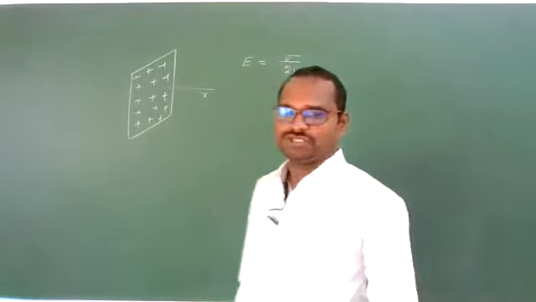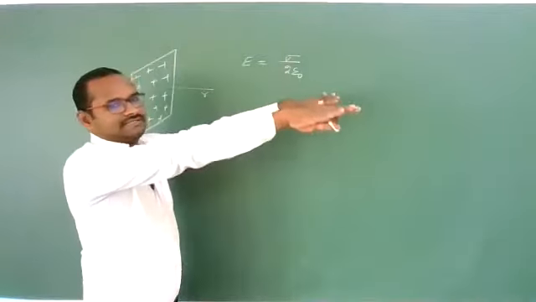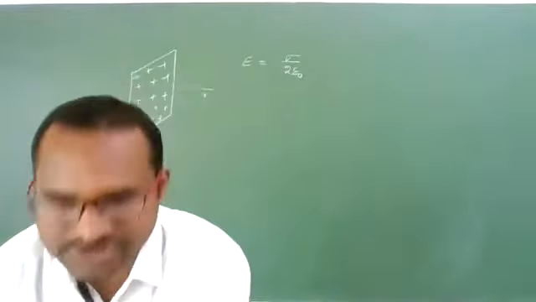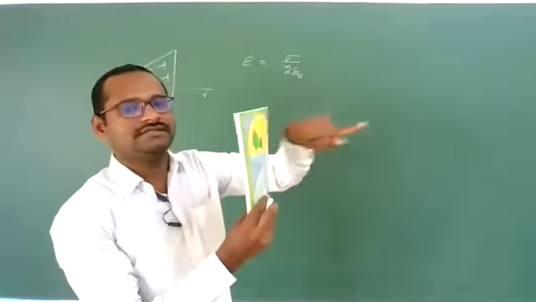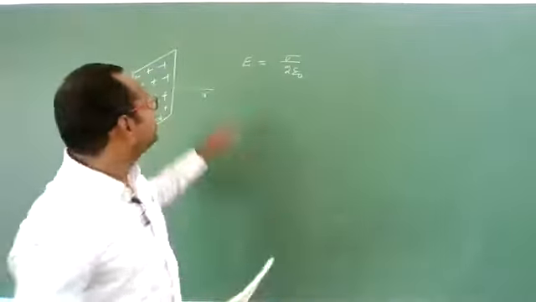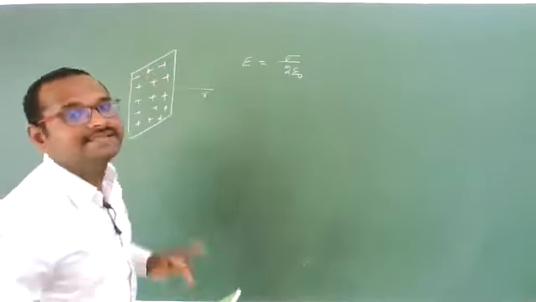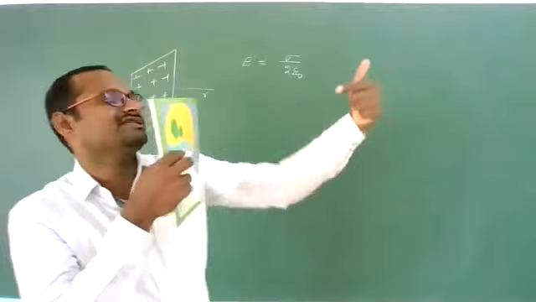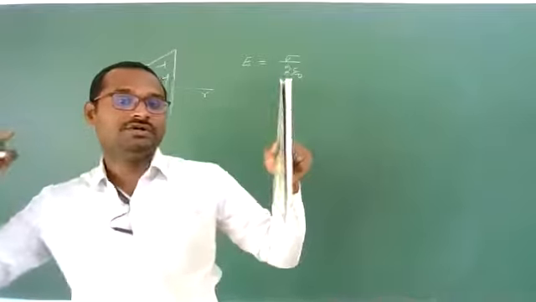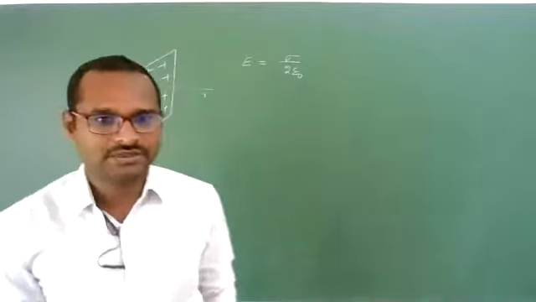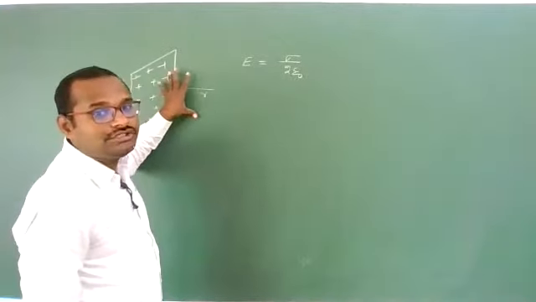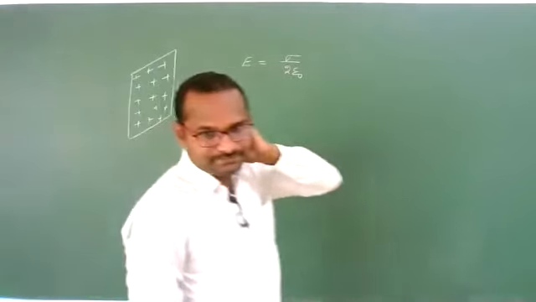If this sigma is positive, electric field will be pointing outside, on this side and that side. From this sheet, on this side the electric field is in this direction, and on this side the electric field is in this direction. If sigma, the surface charge density, is negative, then the electric field direction is towards the sheet, perpendicular to the sheet. Remember, perpendicular to the sheet on both sides. Okay, clear, students? Yes. This is the electric field due to a charge sheet, sigma by 2 epsilon naught.